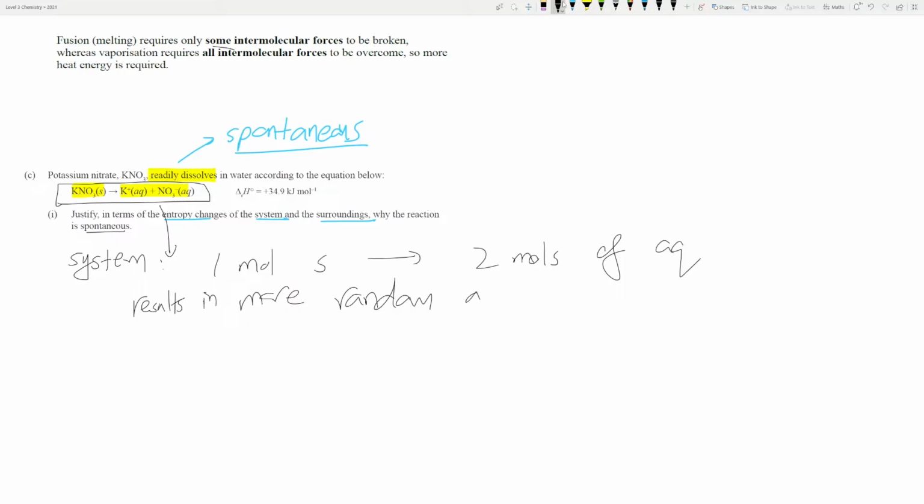This results in more random arrangement. Excuse my handwriting, writing on tablet is very hard. It results in more random arrangement, so there's an increase in entropy. Okay, so in the system, the entropy increases.